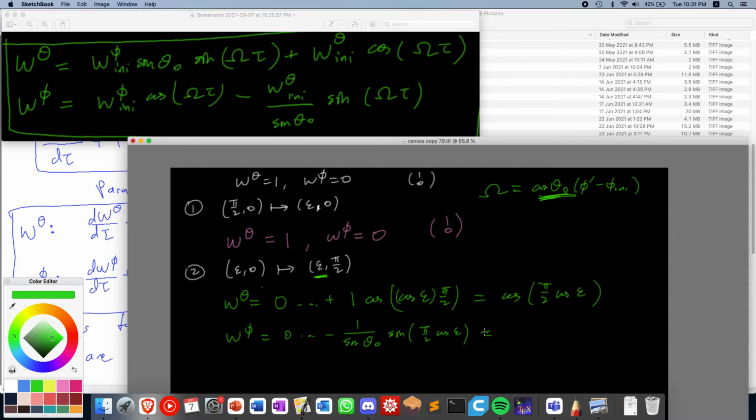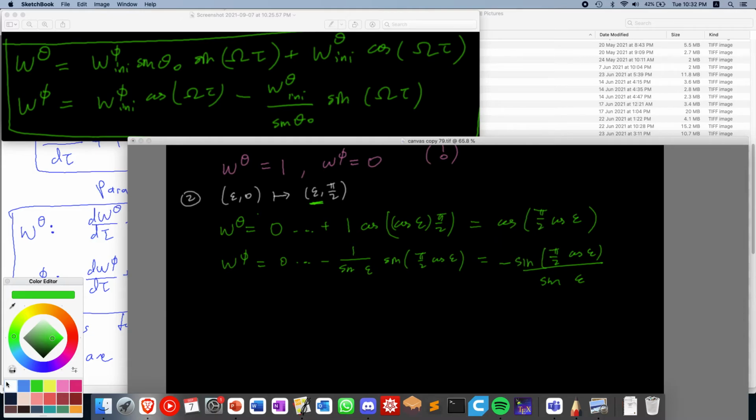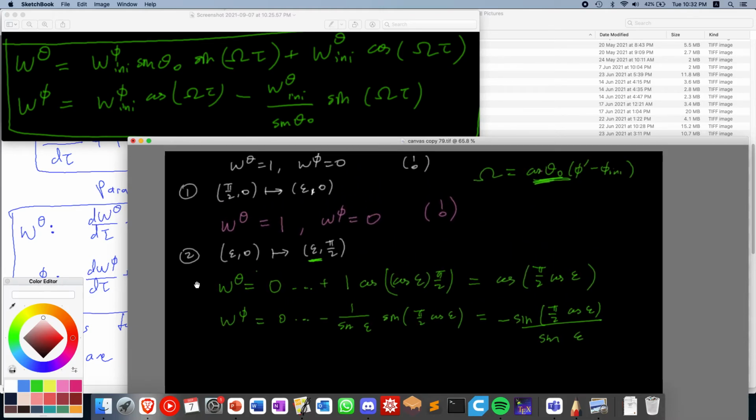Hey, but something smells a bit fishy. Sine... there's a minus sign here. Okay, so there'll be minus sine pi over 2 cosine epsilon over sine theta naught, and theta naught is epsilon, so yeah. I believe this differs from my cheat sheet, but I don't think I made a mistake.